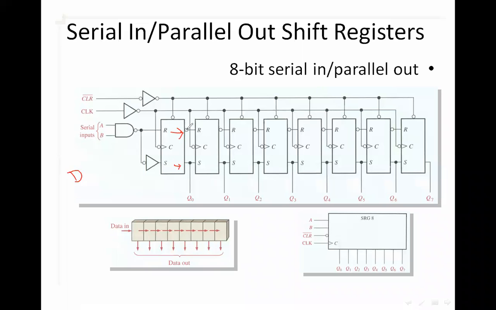The next thing you will be looking into is, once the data is here, it will keep passing. Since this is a parallel output, the data gets passed from one flip-flop to another flip-flop. Consequently, I will have Q0, Q1, Q2, Q3, Q4, Q5, Q6, and Q7. Clock is again given all together. It has a common clear.